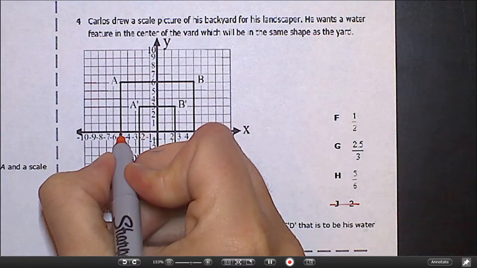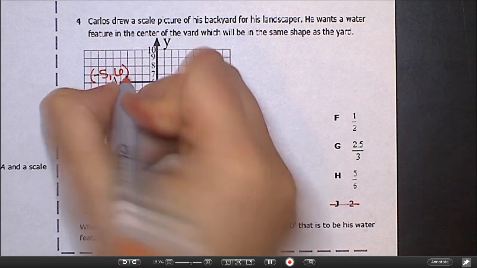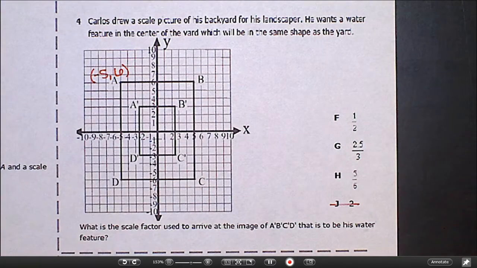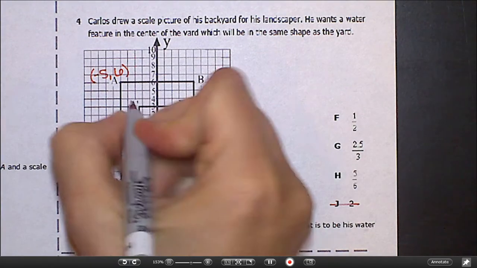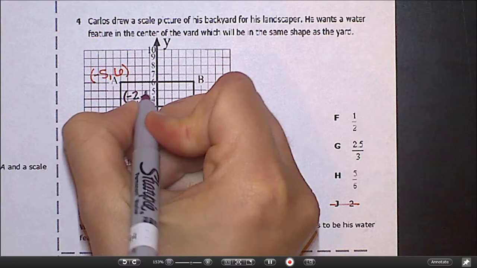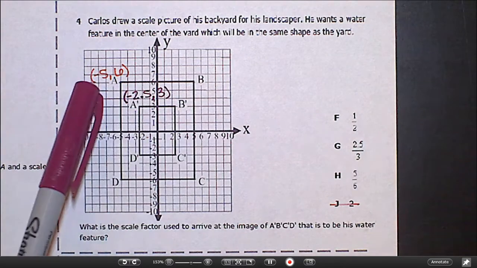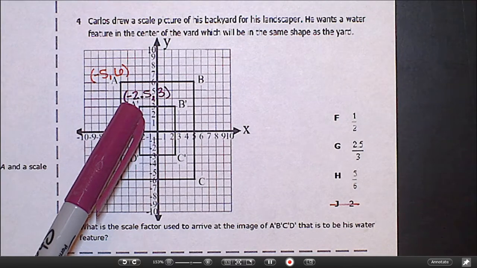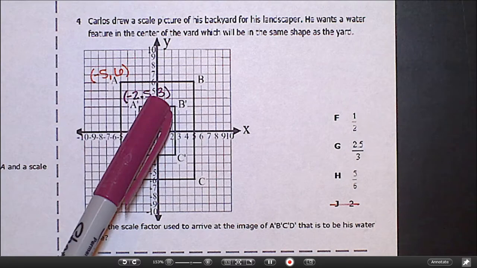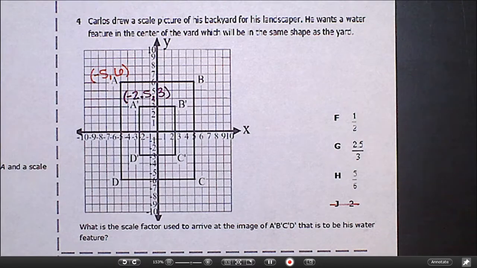A is negative 5, 6. A prime looks like negative 2.5, 3. Okay, so what did we do to get from negative 5 to negative 2.5? Well, it looks like we cut it in half. But let's go ahead and double check some other things. Is half of 6 3? Yes, it is. Okay, so that looks like it may work. Let's check another point.